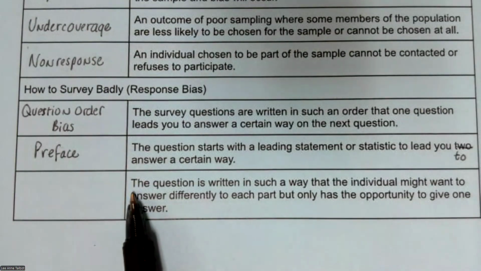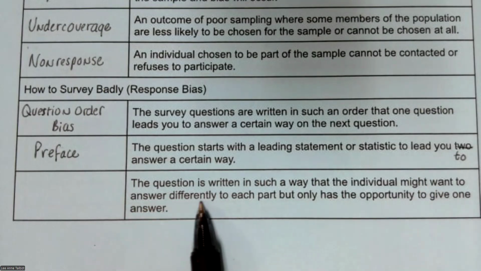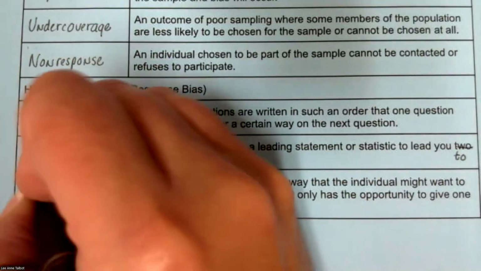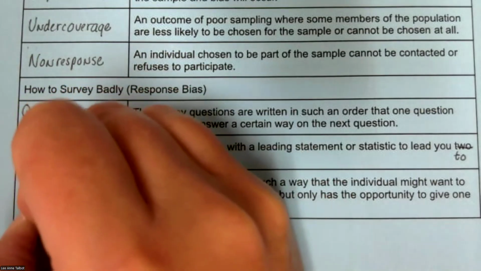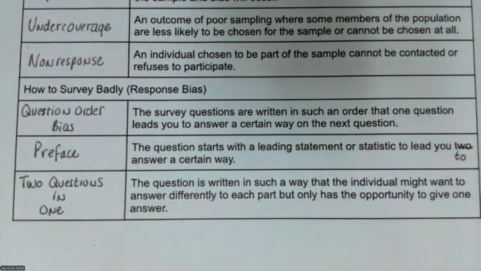Okay. The question is written in such a way that the individual might want to answer differently to each part, but only has the opportunity to give one answer. This is called two questions in one. Some of these just have really common sense names, like you could have figured it out. Okay, we have two on the back.